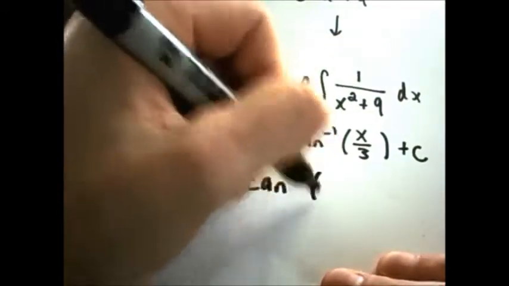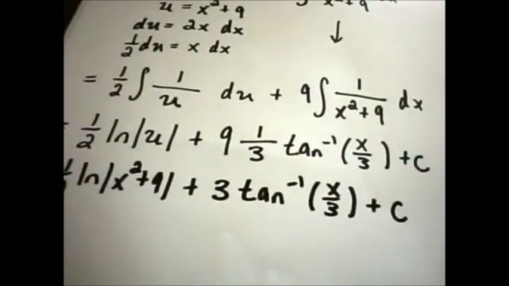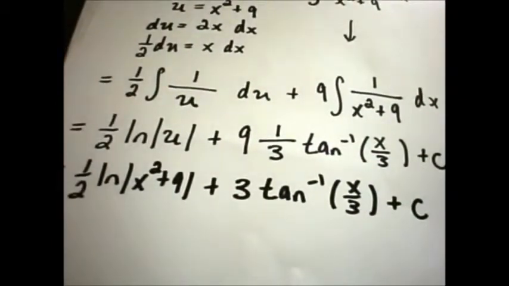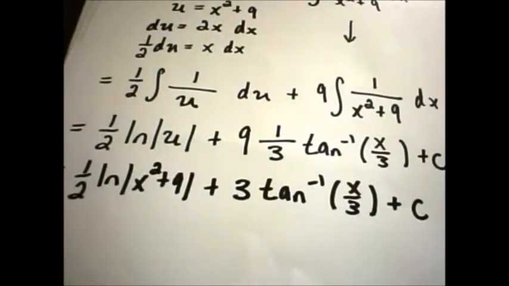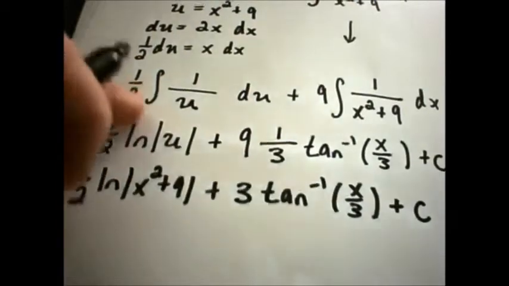So if you integrate this, you'll get 1/2. Remember, if you integrate 1 over a variable, you get the natural logarithm of the absolute value of that variable. So the 9 is along for the ride, and remember the formula. If you think about 9 as being 3 squared, you'll get 1 over 3 arctangent of x over 3 plus c.